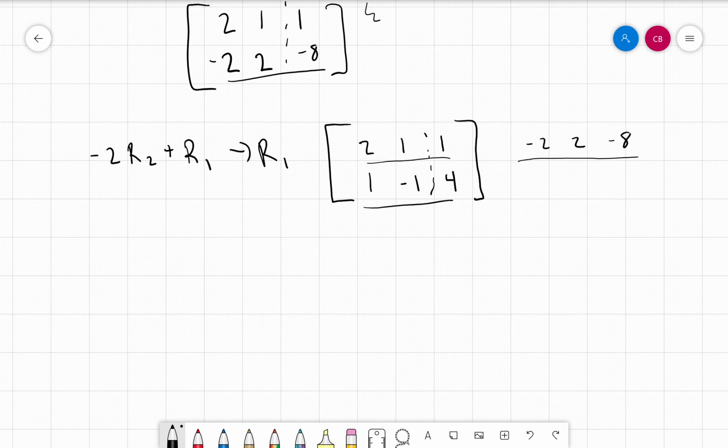Okay. So, negative 2 plus 2 is 0. 1 plus 2 is 3. 1 plus negative 8 is negative 7. And then the bottom row will stay the same. Okay, we've only changed row 1 with that operation because we've multiplied, added it to another row, and then changed the top row. So, these are the three operations we're going to be using over and over.